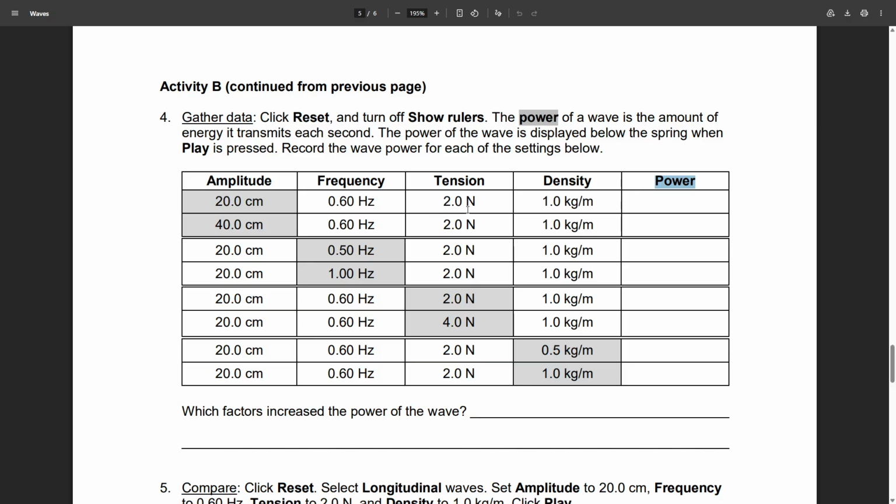So go ahead and finish all those measurements, and you'll see how amplitude, frequency, tension, and density work together to increase or decrease the power or wattage.